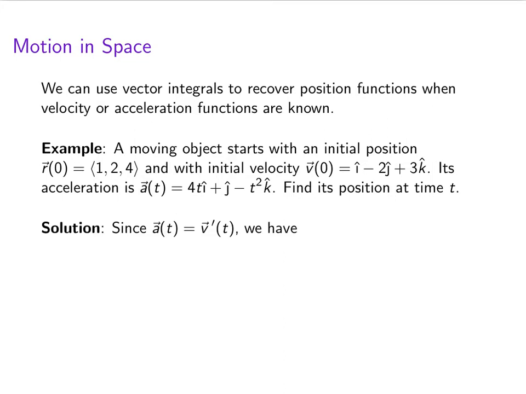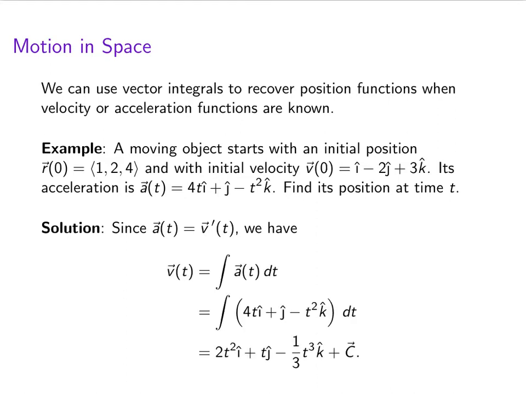Now we know that the acceleration is equal to the derivative of the velocity. So in order to get the velocity function, we integrate the acceleration function. And when we do that, we end up with an expression that looks like 2t squared i plus t j minus a third t cubed k.